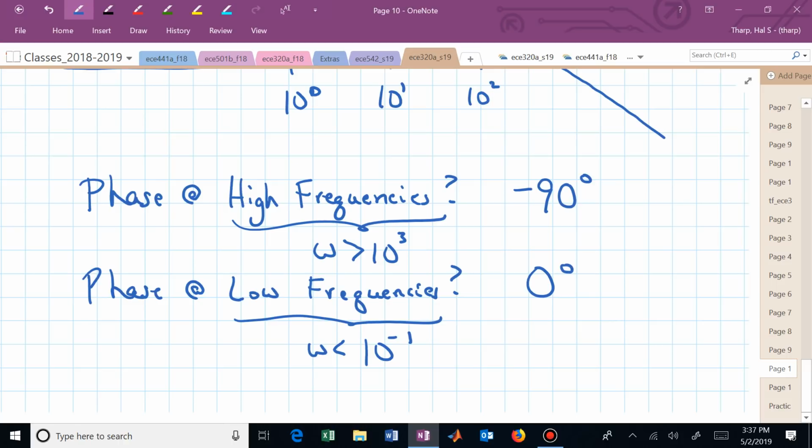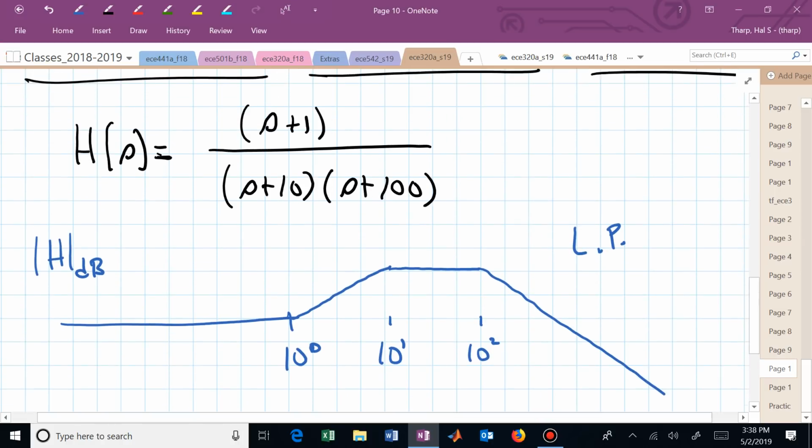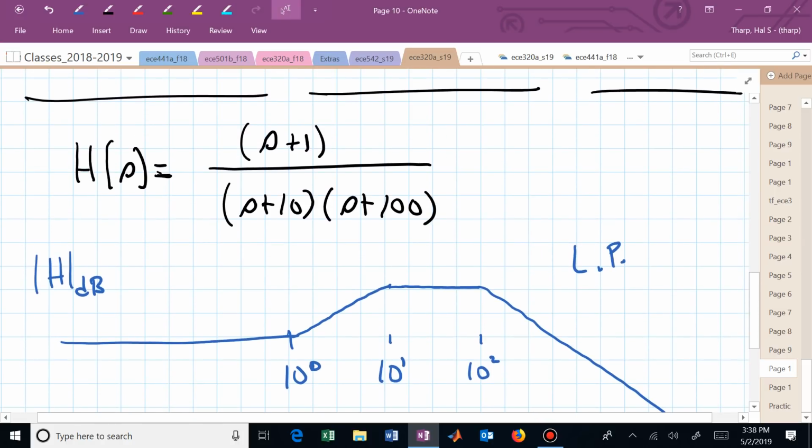Questions on that? Yes. So now what is your magnitude at low frequencies? So in this case, do you have a DC gain?